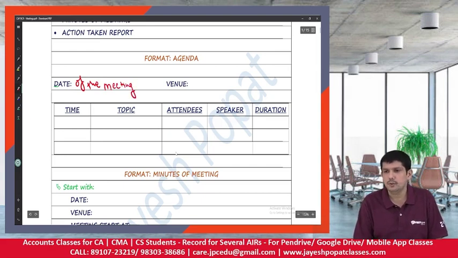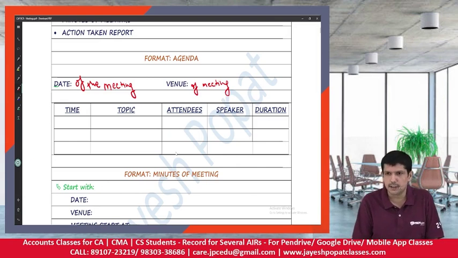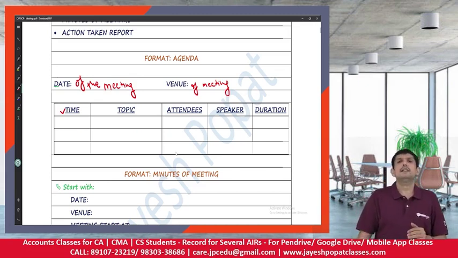And this venue is again the venue of the meeting, the place at which the meeting is supposed to take place. Then you need to have 5 columns in this particular format of agenda. The first column is the time. This time slot will talk about time allotted to various speakers.